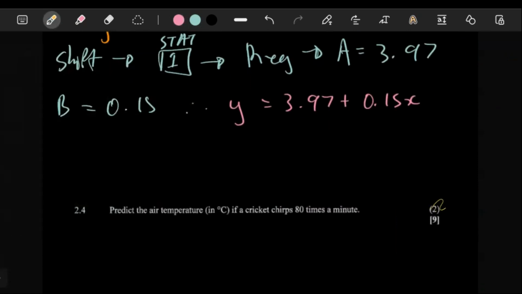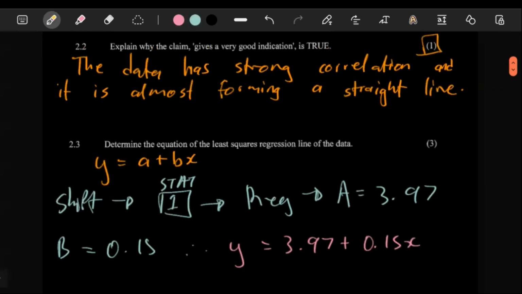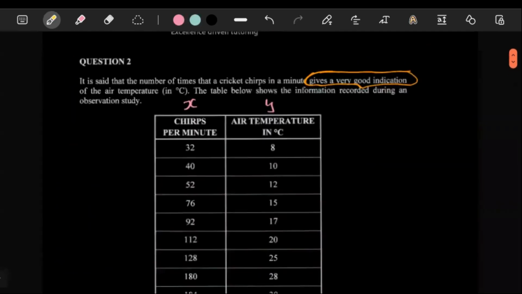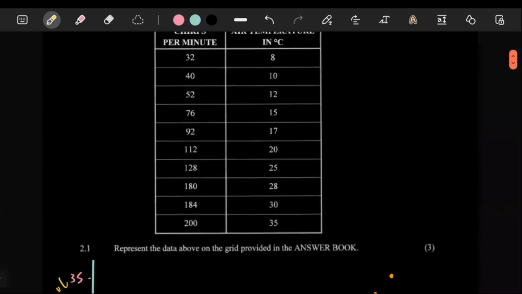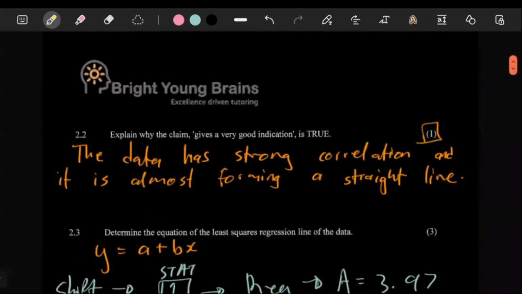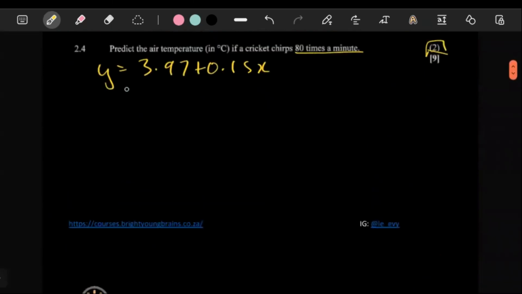For 3 marks here, they said, predict the air temperature if the cricket chirps 80 times per minute. So predicting the air temperature has everything to do with your least squares regression line equation. Remember, if they're giving you the number of chirps, it means they're giving you x. So they've given you 80, and 80 would fall somewhere there. So our answer should be somewhere around 15 and 17. Let's see if our equation is going to give us that.